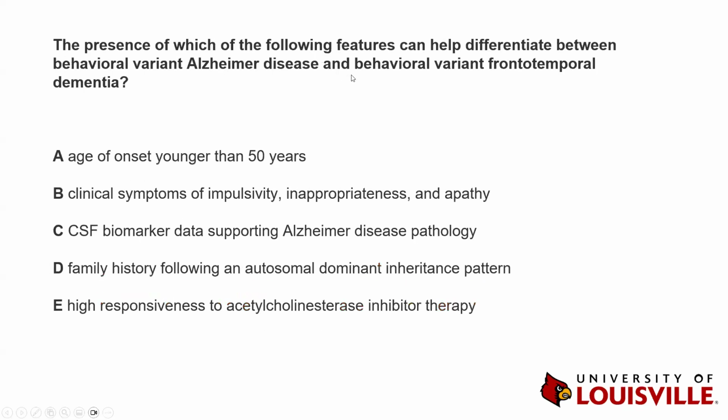Okay, the presence of which of the following features can help differentiate between behavioral variant Alzheimer's disease and behavioral variant FTD dementia? You guys think it's the age that the patient presents, the clinical symptoms, CSF biomarkers supporting AD, family history, or the response to acetylcholinesterase inhibitor therapy? Some B's and C's. Who thinks C? Yeah, let's go with C.